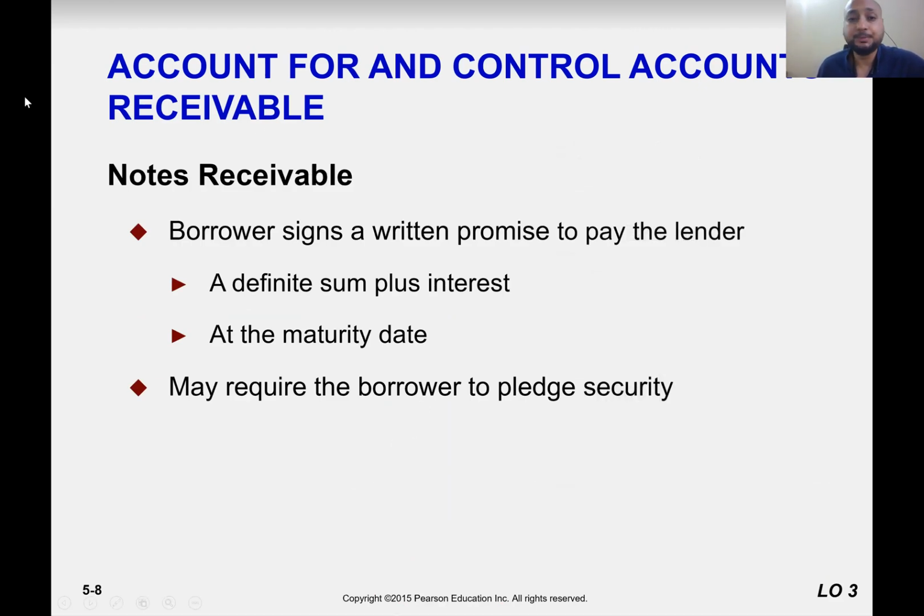A note receivable. A borrower signs a written promise to pay the lender a definite sum plus interest, and there is a maturity date, like I explained to you. It may require the borrower to pledge some security as well. If I couldn't pay you, maybe part of my property belongs to you. You can sell that property and claim your money. Maybe this delivery truck belongs to you, or this land belongs to you. You can sell the land, take your money back, and revert the rest of the money to me, right?